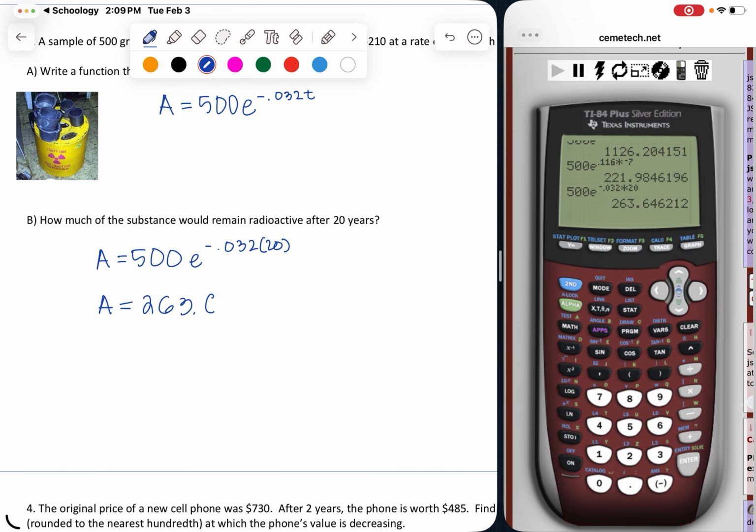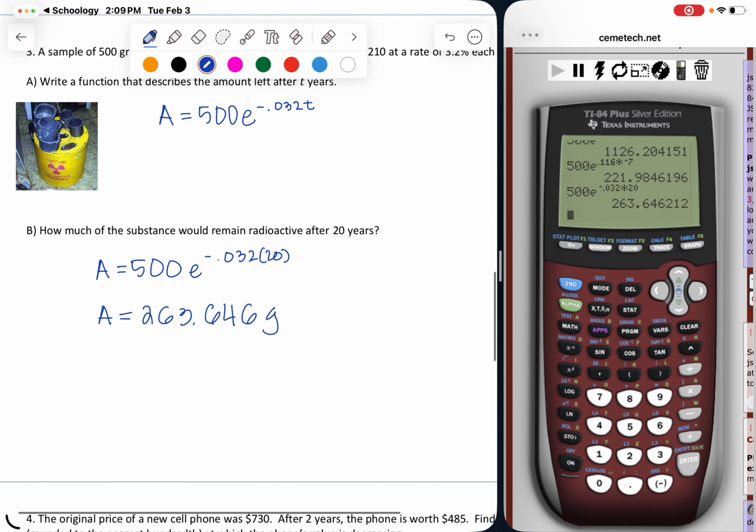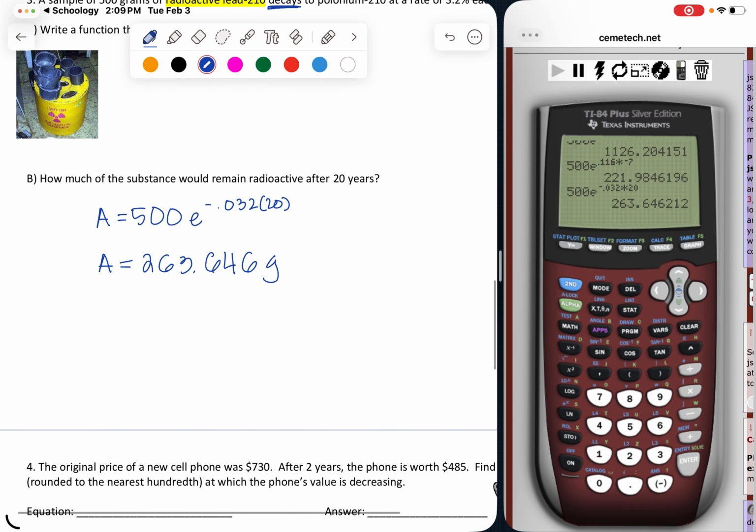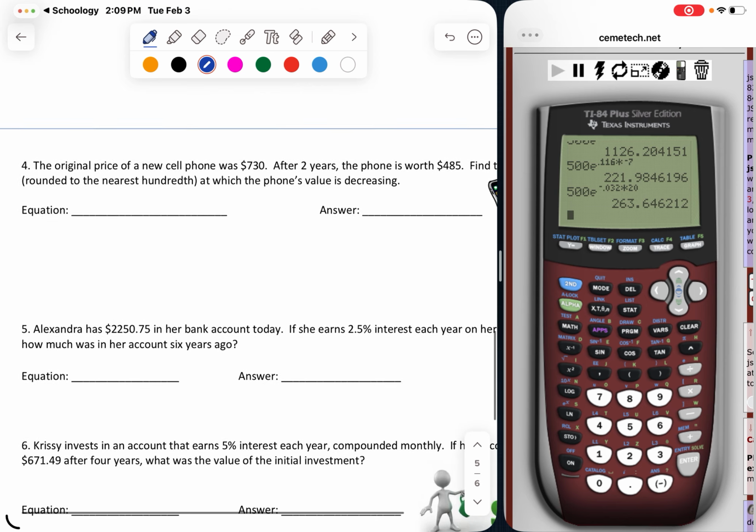263.646 grams. So yeah, it was grams, right? Yeah, because it was 500 grams decaying. It makes sense. If I would have got 17,000, I know I would have typed something wrong, right?